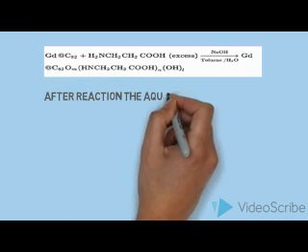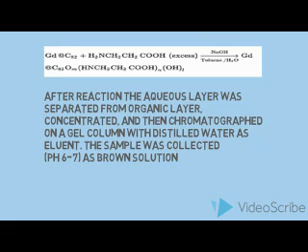Below is the reaction of gadolinium C82 with beta-alanine. After the reaction, the aqueous layer was separated from the organic layer, concentrated, and then chromatographed on a gel column with distilled water as eluent. The sample was collected under pH 6 to 7 as a brown solution.